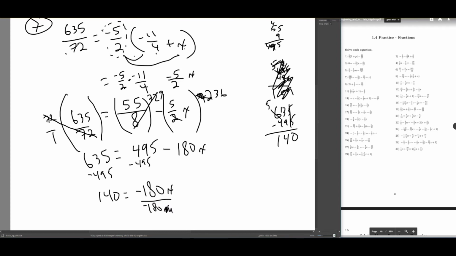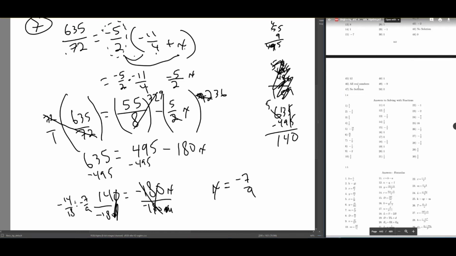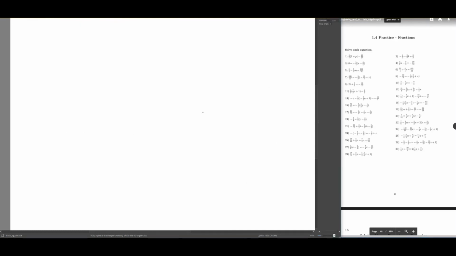Okay, I will divide both sides by 180. Sorry, 180. And so this crosses out, we only have x, right? And here, I get negative 14 over 18. If I divide everything by 2, I get negative 7 over 9. X equals negative 7 over 9. Let's go take a look at the answer. Negative 7 over 9, we're good. All right, let's keep on going.